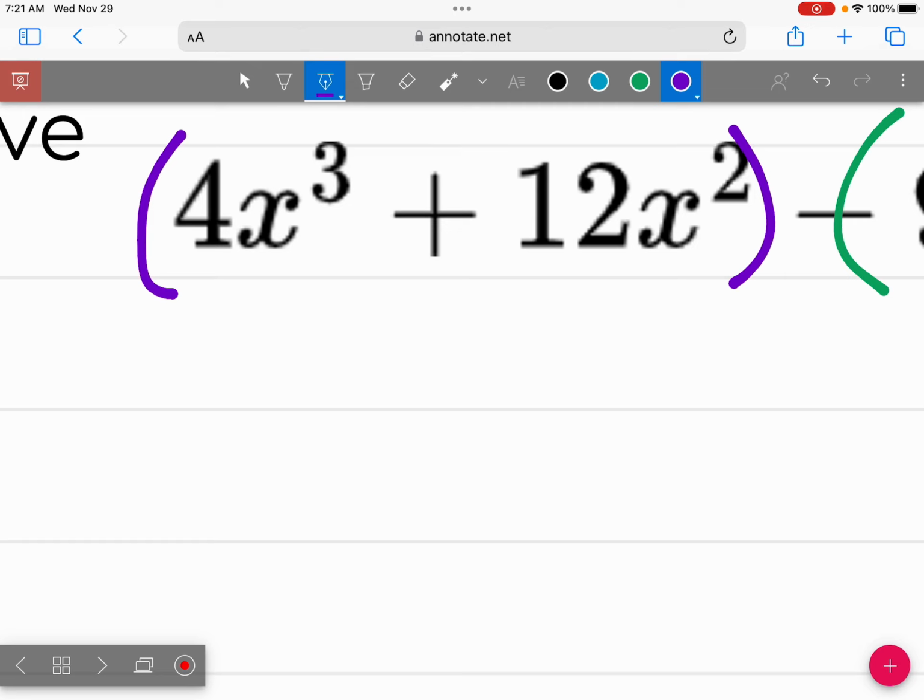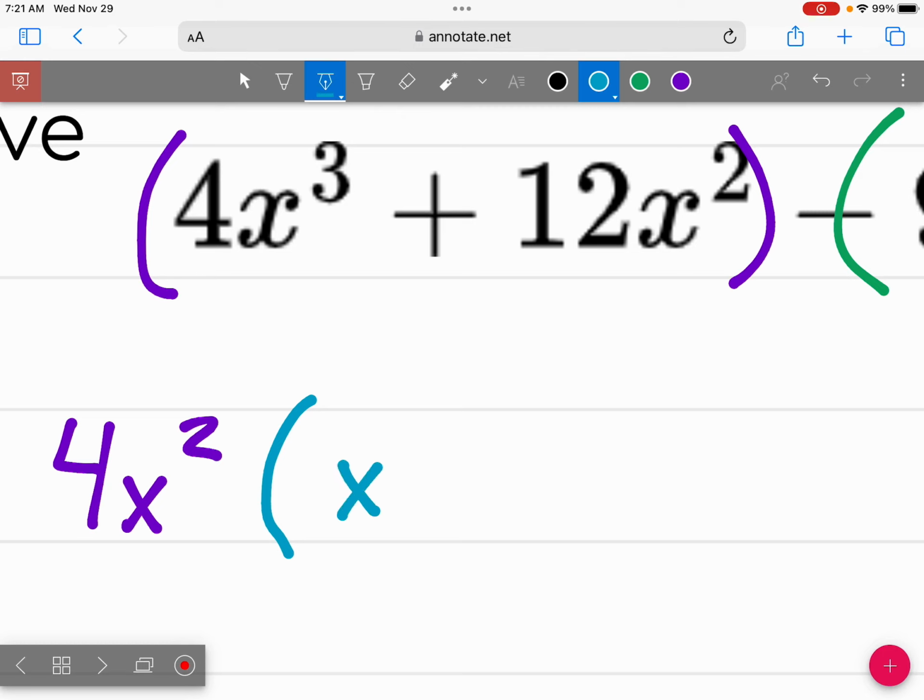What is shared between 4x cubed and 12x squared? 4 and x squared. What we have left over is an x plus what? Three. So we're factoring a GCF out of each of the pieces.